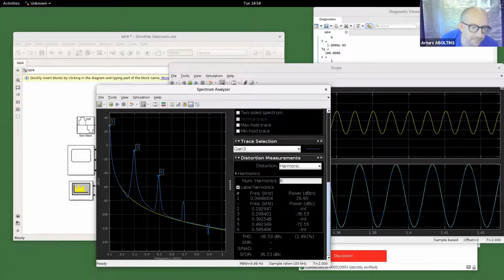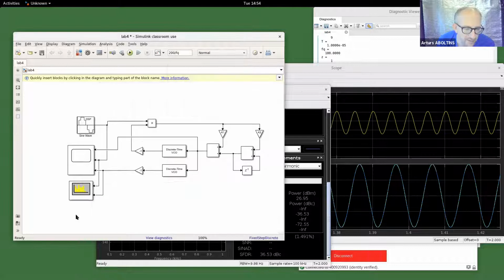And yes, maybe in the future we will use this setup. And if you wish, you can use this setup in your lab work. I think it's a little bit better, with 2 VCOs.